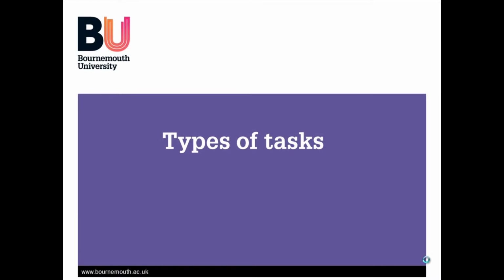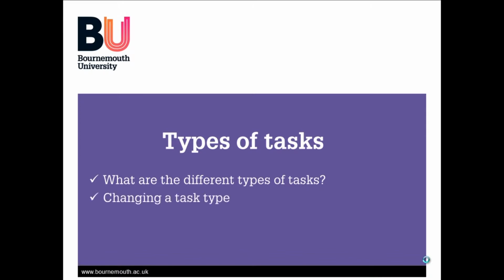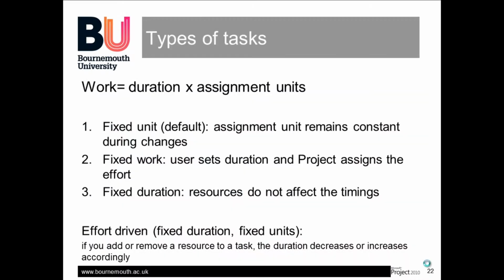This video will be looking at types of tasks. We'll be describing the different types of tasks and changing a task type. In Microsoft Project, you have three types of tasks. That's fixed unit, fixed work, and fixed duration. And depending on which of these you select will affect the scheduling of your project.